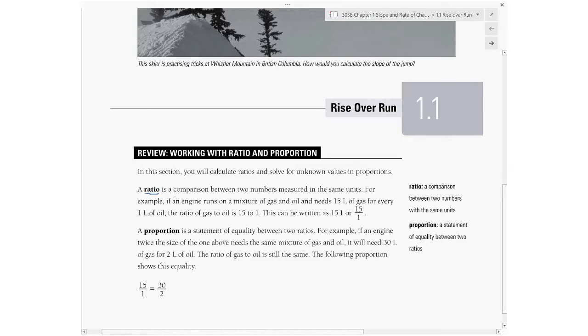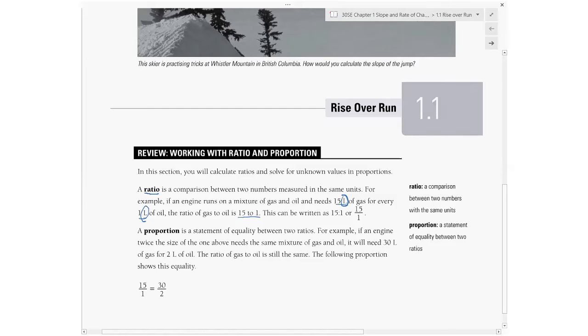So first of all, a ratio is just a comparison between two numbers in the same units. So for example, if an engine runs on a mixture of gas and oil and needs 15 liters of gas for every 1 liter of oil, you notice they're both liters. The ratio of gas to oil is 15 to 1. This can be written as 15 to 1 this way or 15 over 1. This will be the way we're using it the most because it's most useful in proportions.